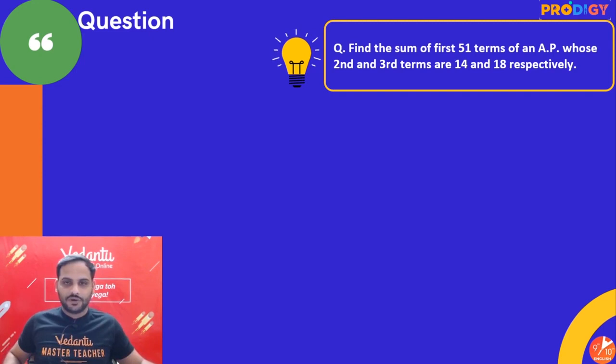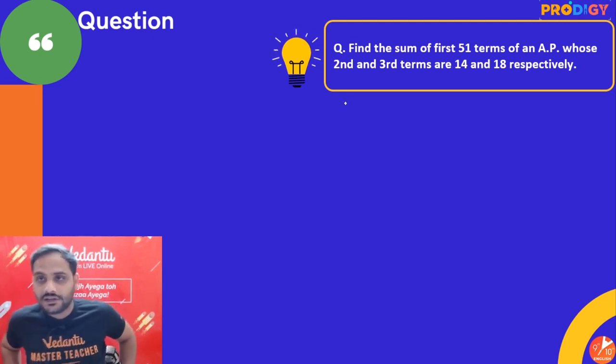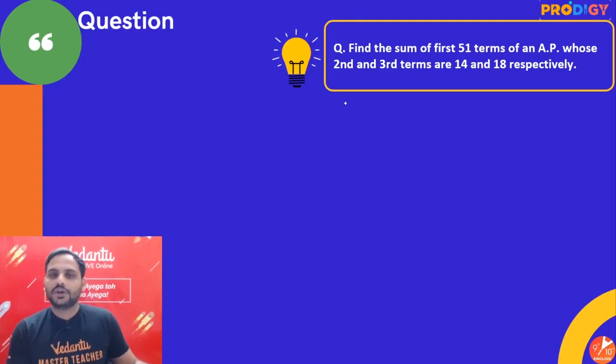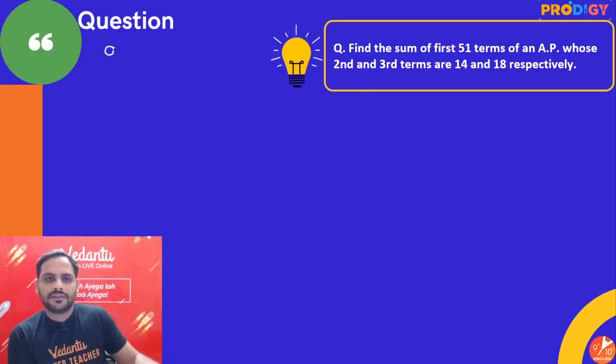ठीक है, first question. What it says: find the sum of first 51 terms of an AP whose second and third terms are 14 and 18. ठीक है, sum of 51 terms I want. Always I need A and D.